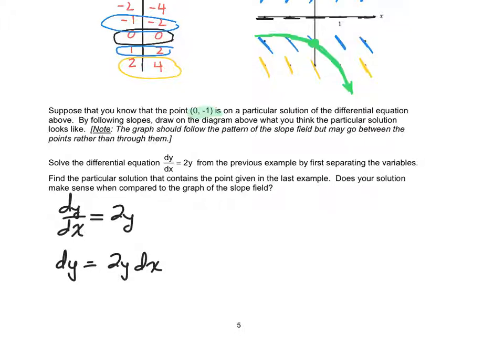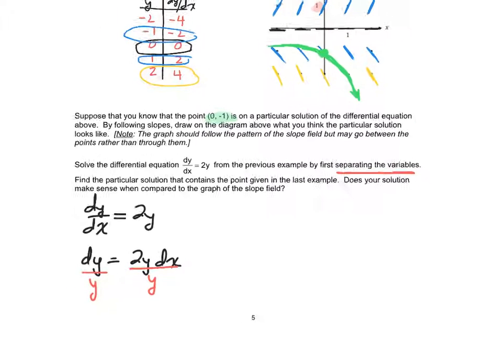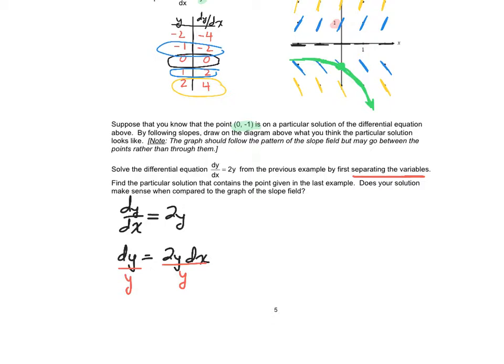But I want to separate my variables using a technique called, you guessed it, separating variables, by getting the x's on one side and the y's on another. So anything associated with x goes on one side, anything associated with y goes on the other. So I'm looking at 1 over y dy is equal to 2 dx. All right, so now I'm at the point where I can integrate both sides.